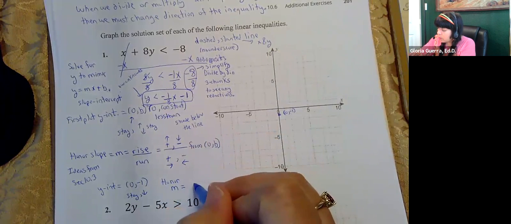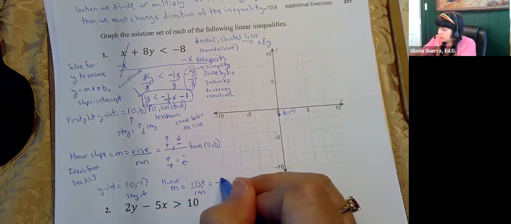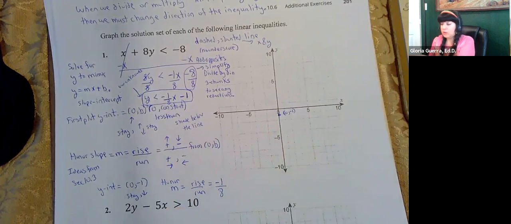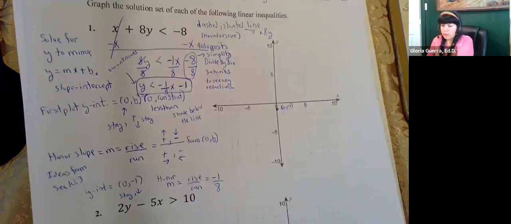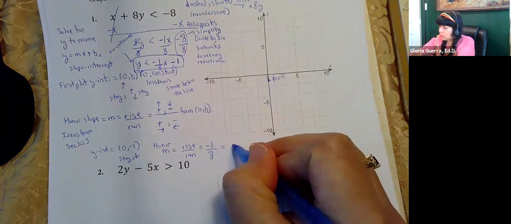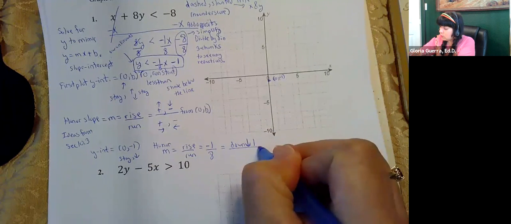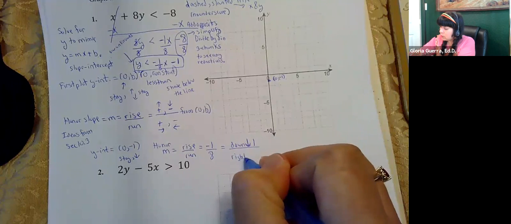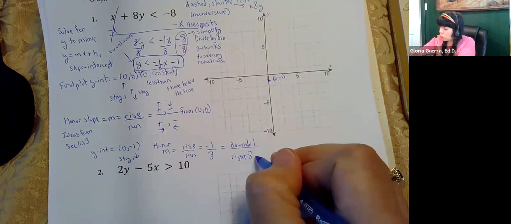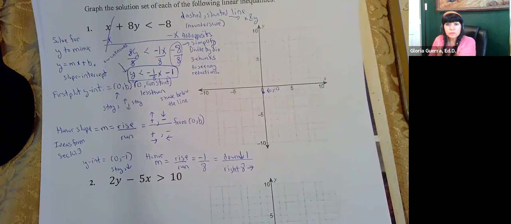M, honor M, right? Rise over run. Okay, and you need a fraction. So there's your -1/8. So apply the negative just to the numerator. The whole thing is negative, but just apply the negative to the numerator. This tells you you're gonna go down 1, and right 8. Down 1 and right 8.